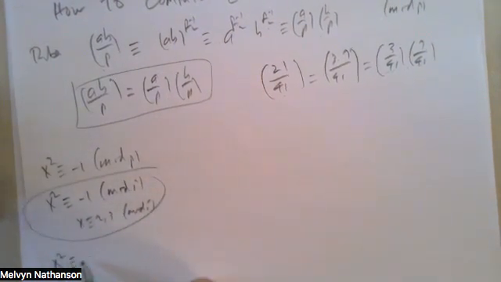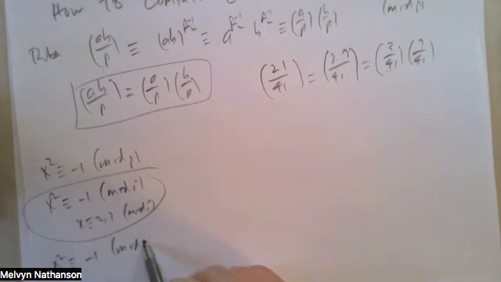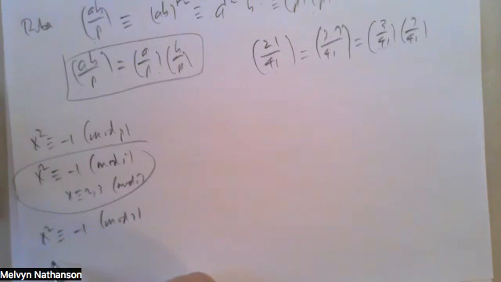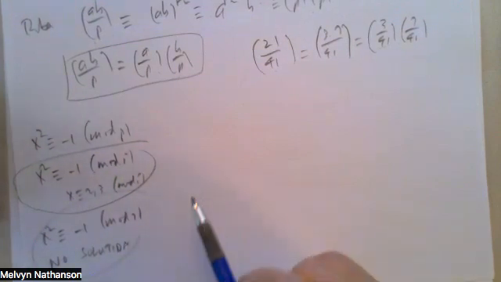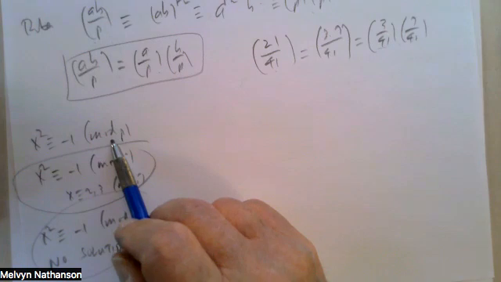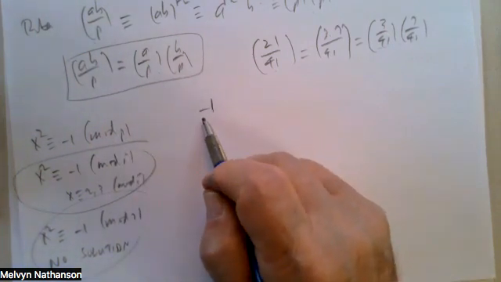What about x squared congruent to minus 1 mod 7? Well, you can square all those numbers mod 7 and you'll never get minus 1. This has no solution. And it would be nice to know when you can solve this congruence. And there's a simple rule.